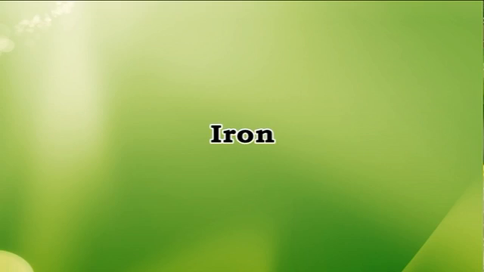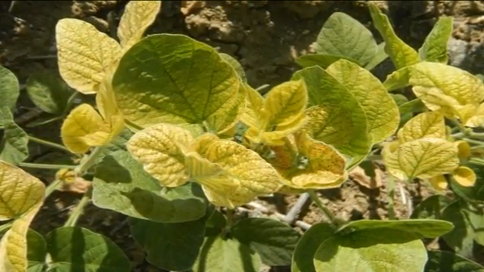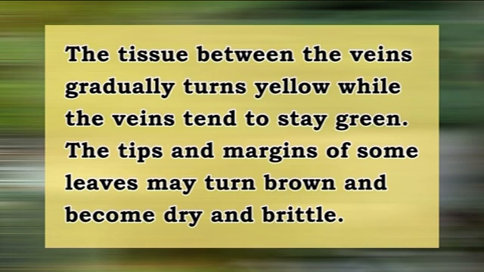Iron. Chlorosis of the younger leaves characterizes an iron deficiency. The tissue between the veins gradually turns yellow, while the veins tend to stay green. The tips and margins of some leaves may turn brown and become dry and brittle.